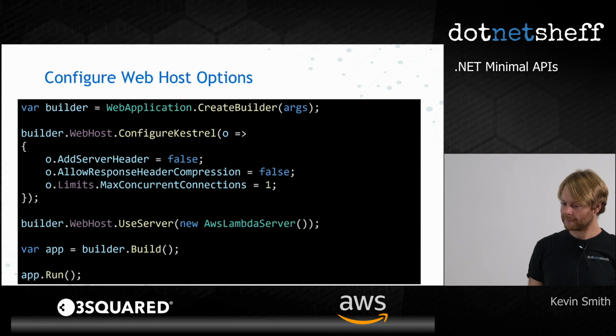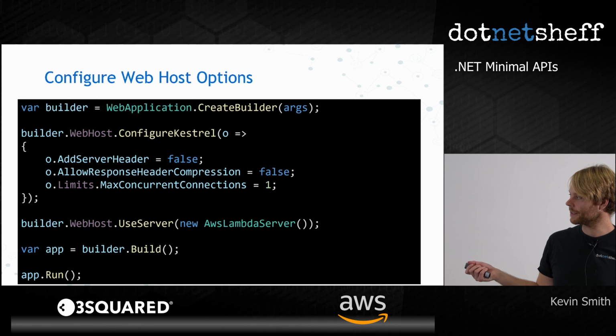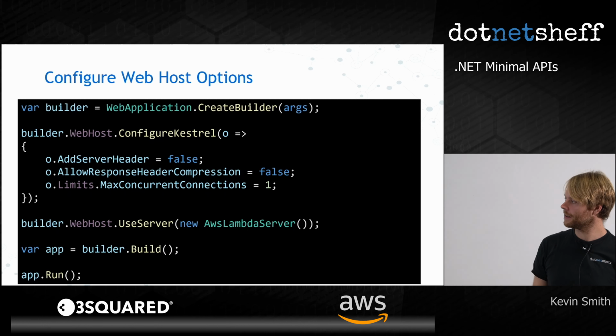And you can also replace the server as well. By default, it runs on Kestrel, but it can also run on IIS if certain variables are set. But you can also change the web server to be something else. And this is how AWS Lambda injects into the ASP.NET Core pipeline if you're using Lambda for ASP.NET Core. It just does this, which is pretty magic.